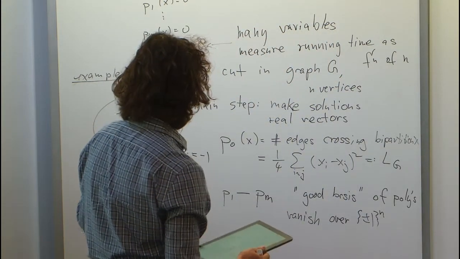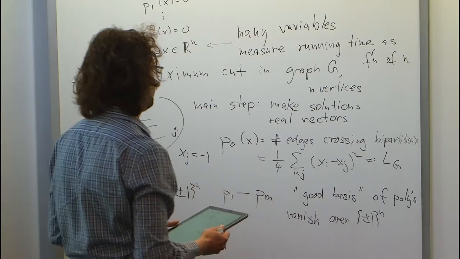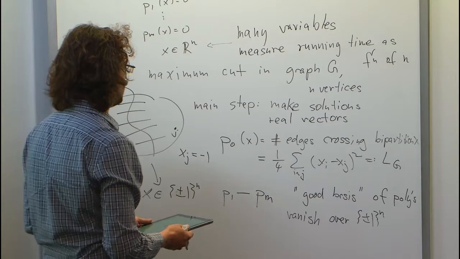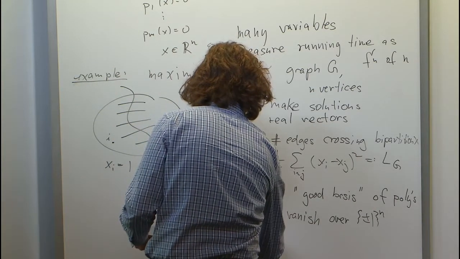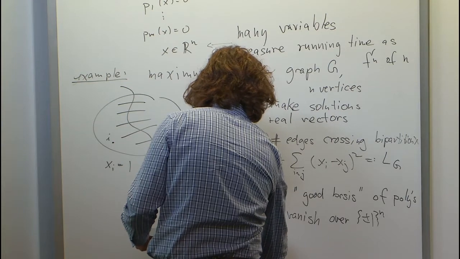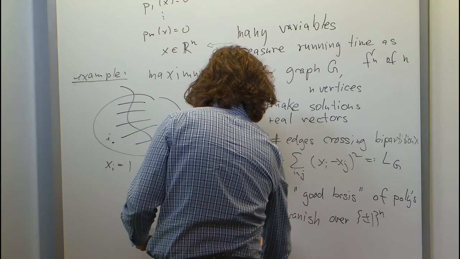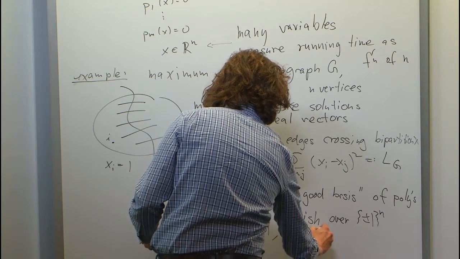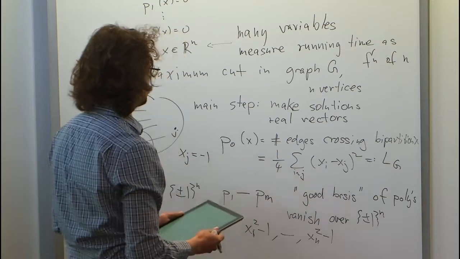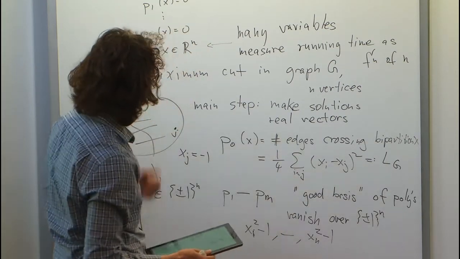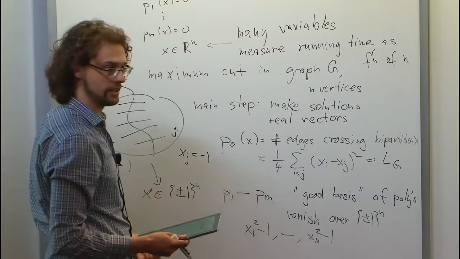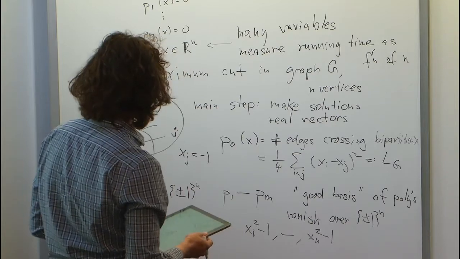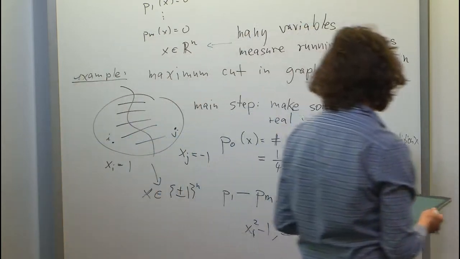And a good basis can mean different things depending on exactly what problem you're looking at. Here it's sort of clear what basis you want. So you choose the following polynomials: x1 squared minus 1, up to xn squared minus 1. The condition that those polynomials are zero says that the vector x has plus or minus 1 coordinates. Okay, so this is the basic setup.